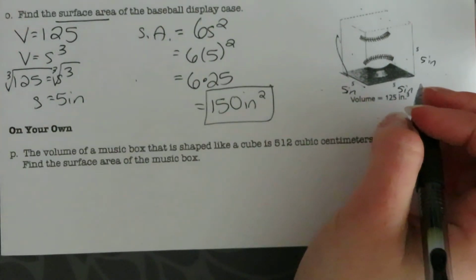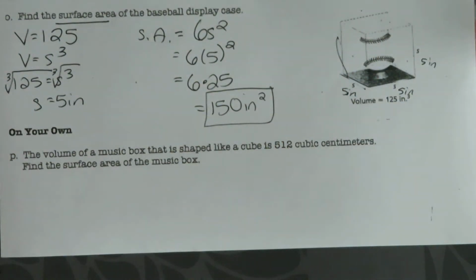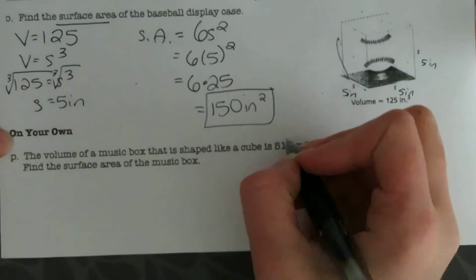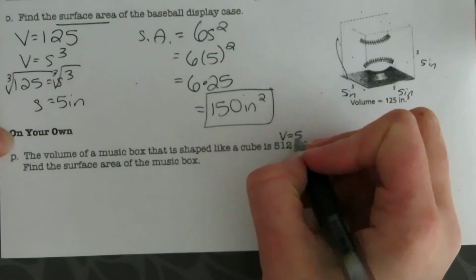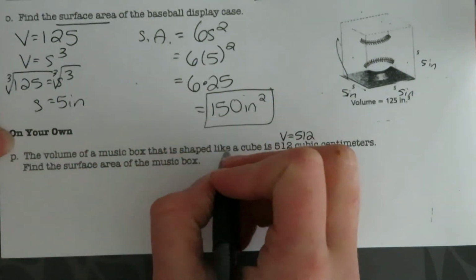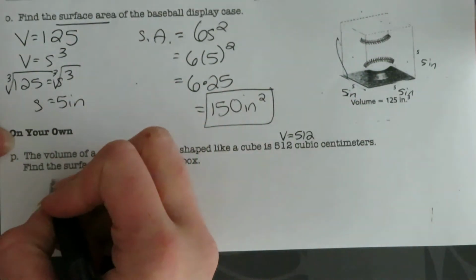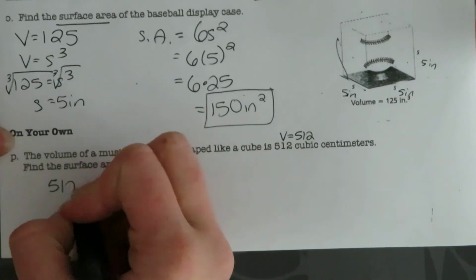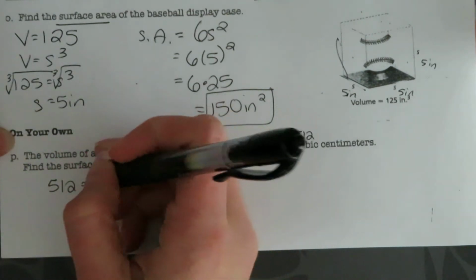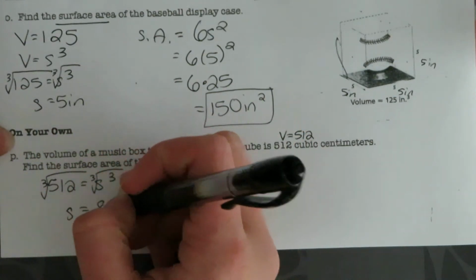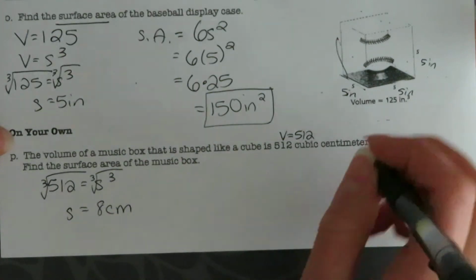Last problem on your own. The volume of a music box that is shaped like a cube is 512 cubic centimeters. Find the surface area of the music box. Just like before, we know that this is the volume, 512. And if we take the same type of information, s times s times s is going to be the volume. So 512 equals s cubed. I take the cube root of both sides, and I get that s equals 8 centimeters. So each side length is 8.